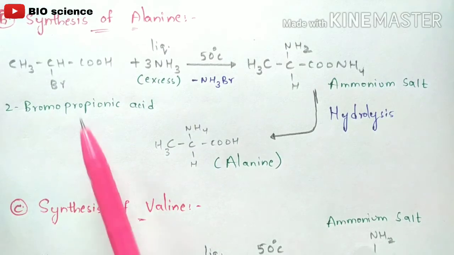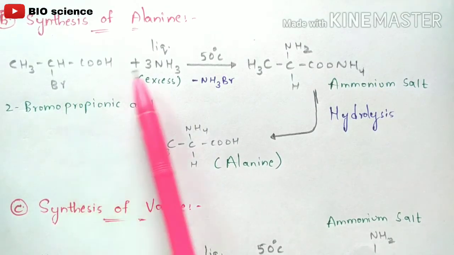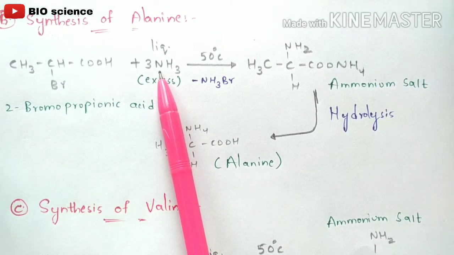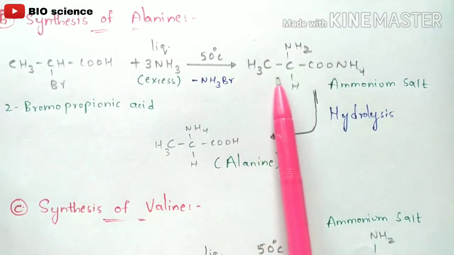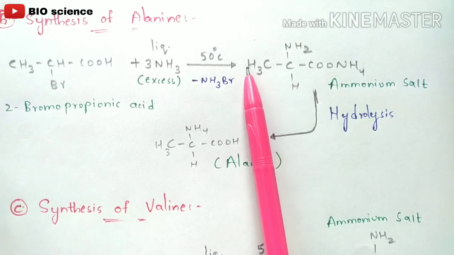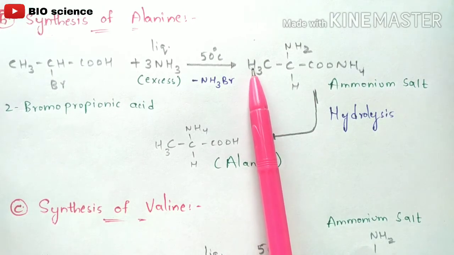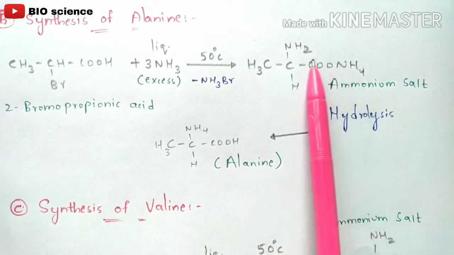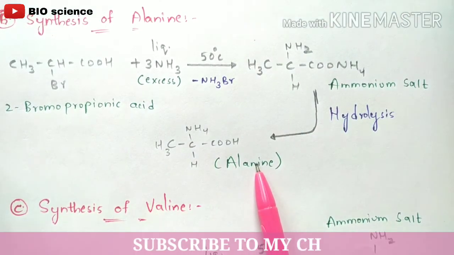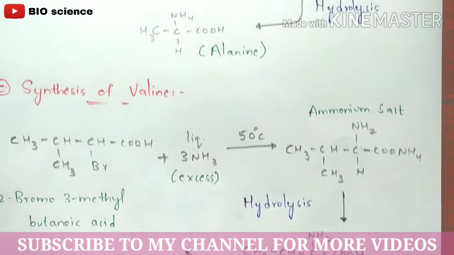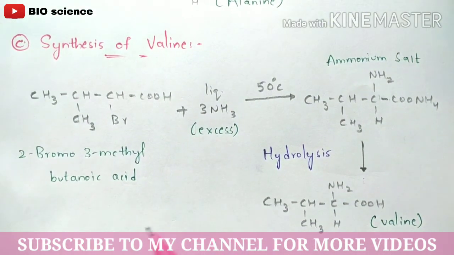And now this alpha halogenated acid will react with excess liquid ammonia, right? Once it reacts with excess liquid ammonia, it forms the ammonium salt. The mechanism I have explained previously will be the same here also. And now this ammonium salt will undergo hydrolysis and forms alanine, right? So coming to the synthesis of valine, here also the same.